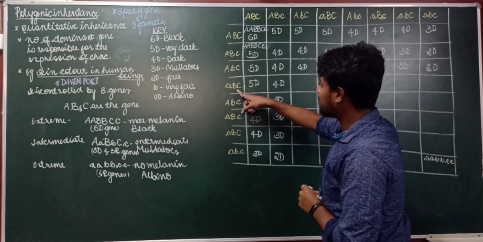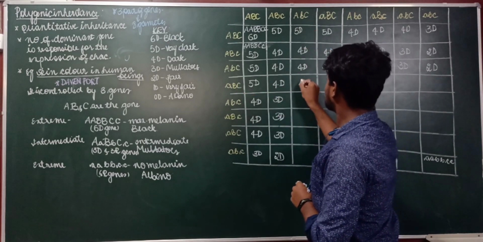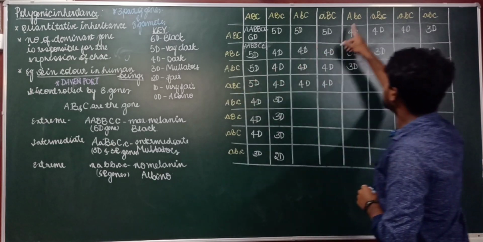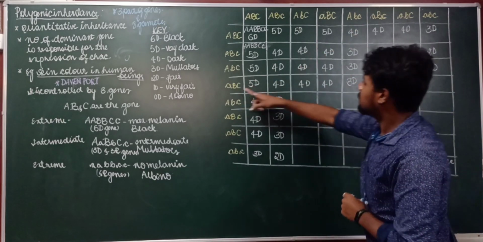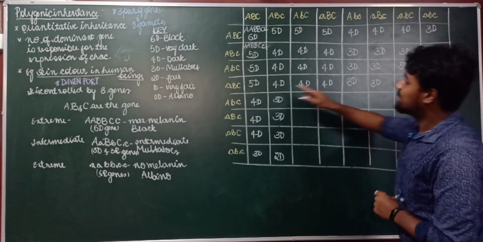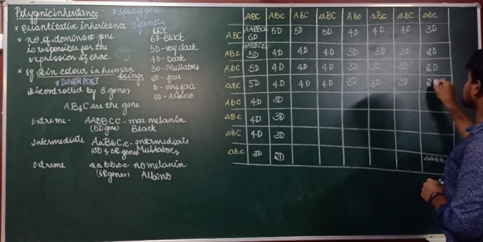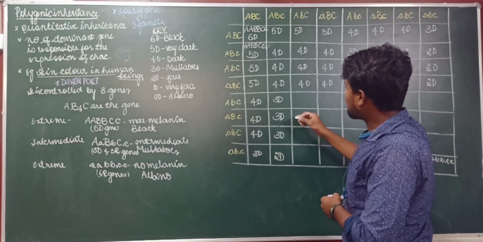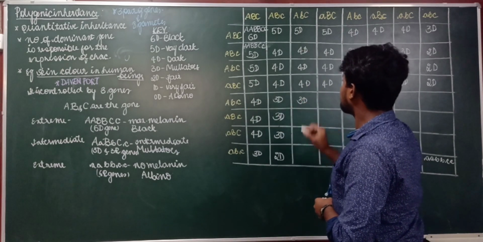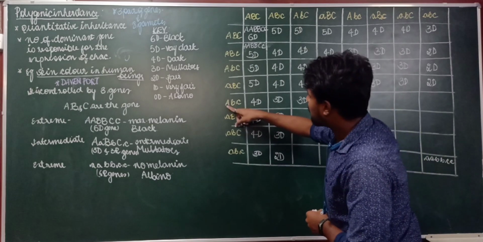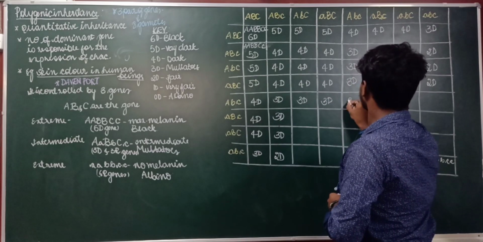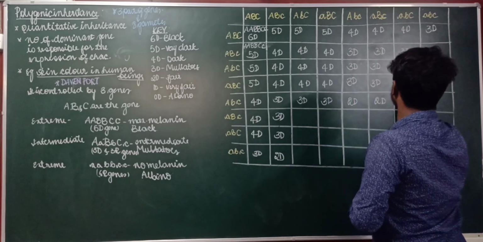Let me fill this. Here there are two, here there is two. So 4 dominant genes, 2 plus 2, 4 dominant genes, 2 plus 1, 3 dominant genes, 2 plus 1, 3 dominant genes, here also 3 dominant genes, and here it is 2, here it is 0. So it is 2 dominant genes. And after that, 1 dominant gene, 2. So 3 dominant genes, 1 plus 2, yes. Here also 3 dominant genes, here it is 2 dominant genes, 2 dominant genes, 2 dominant genes.